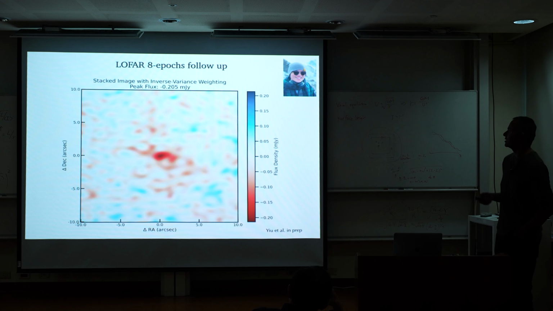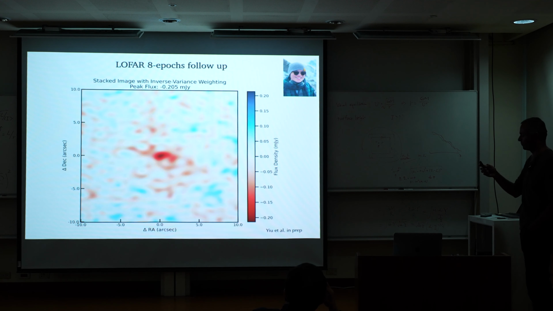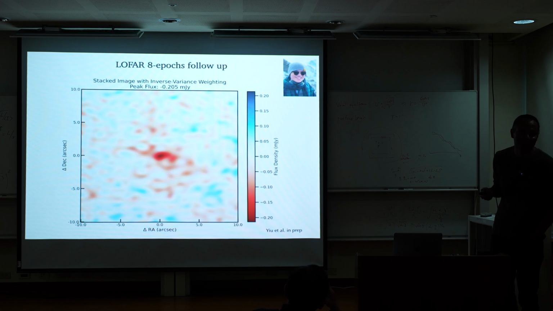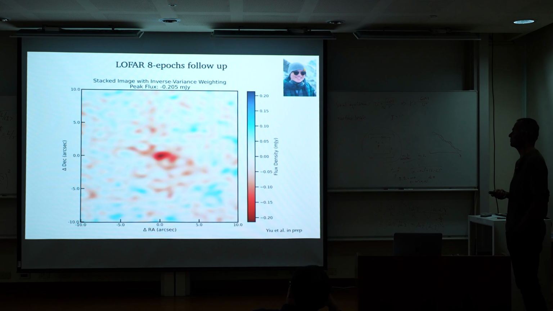So here is the stacked image of all the 8 epochs. You clearly see the detection after proper motion correction, of course. So this is just to convince you that we are actually seeing the object in most of the 8 epochs.